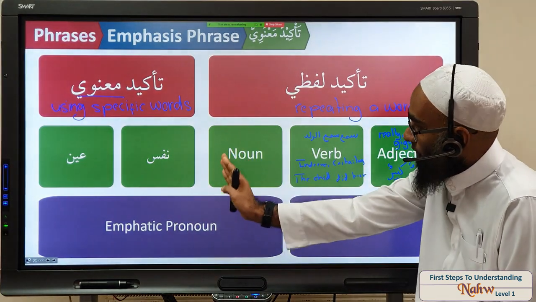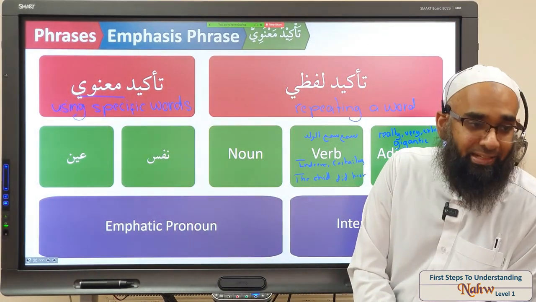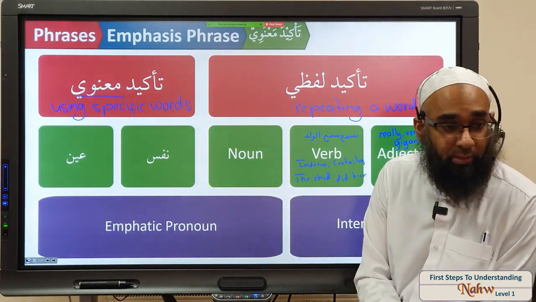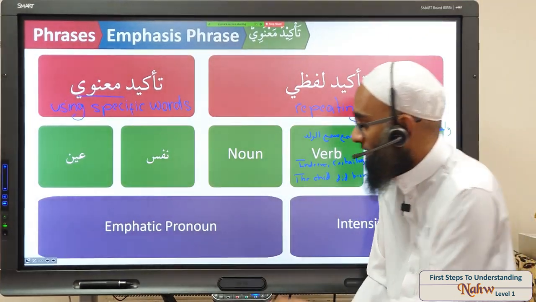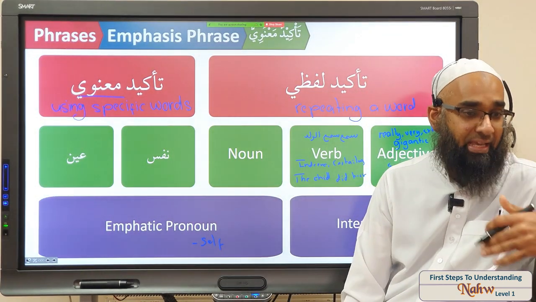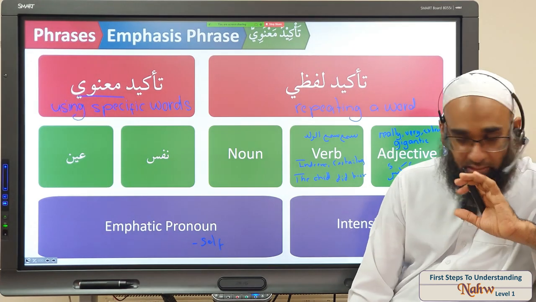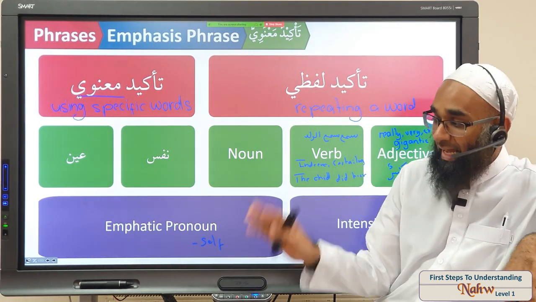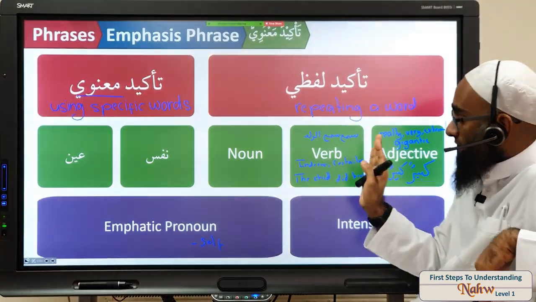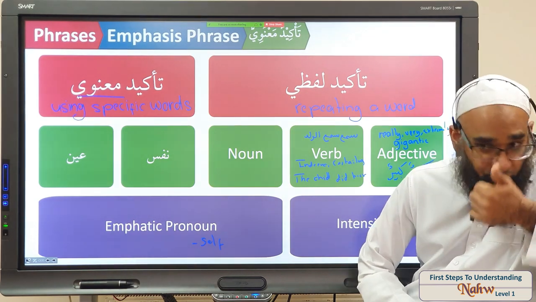If you repeat a noun, or you use the word nafs or ayn, what happens then? In these scenarios, what do you have to do? You use an emphatic pronoun, which means self: himself, herself, itself. You understand? So just remember this rule. You have ta'keed lafzi and ta'keed ma'nawi. Ta'keed lafzi can either be of an adjective or a verb, and then you just intensify the adjective meaning or the verb meaning.